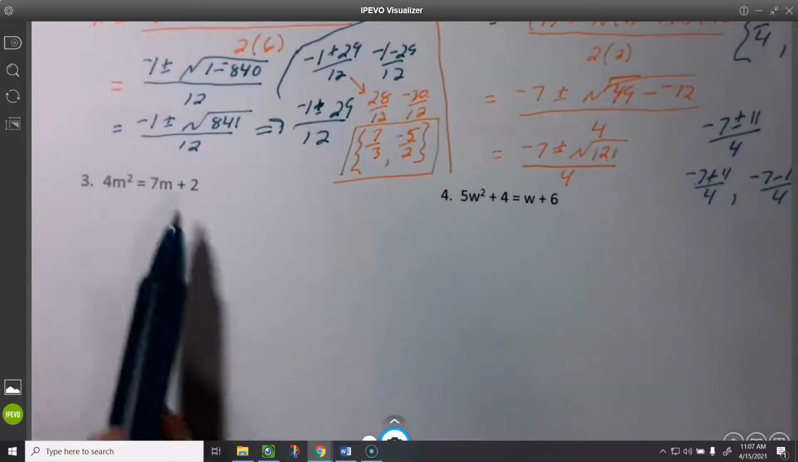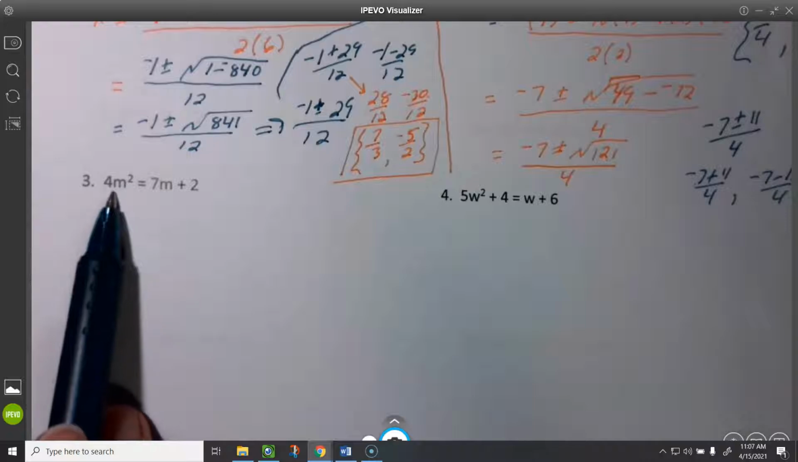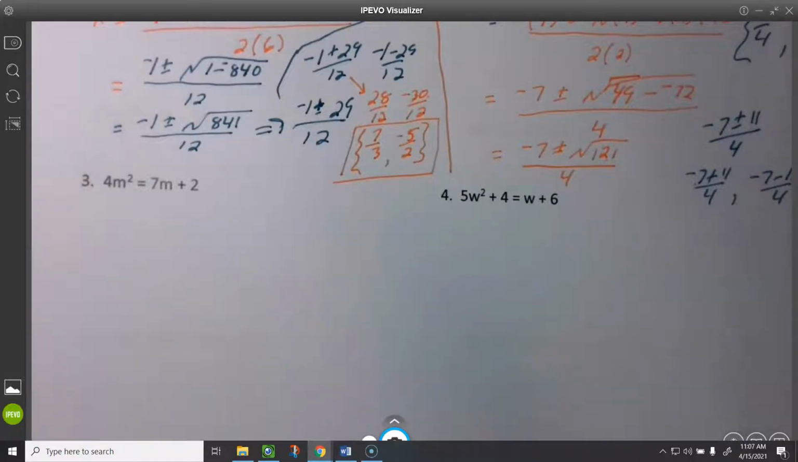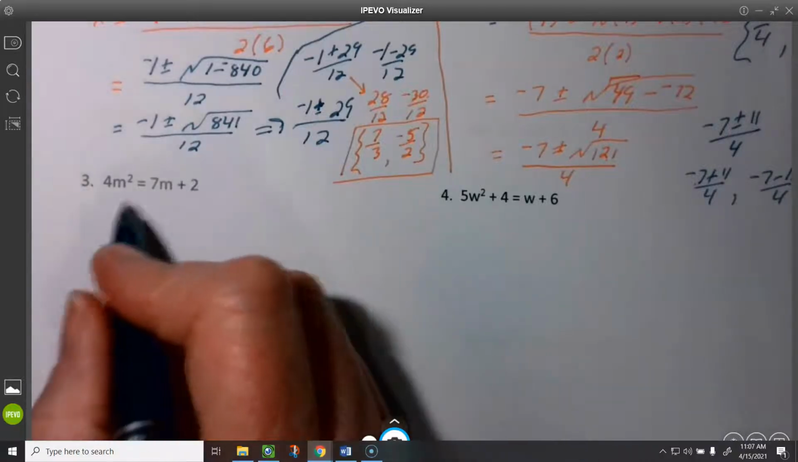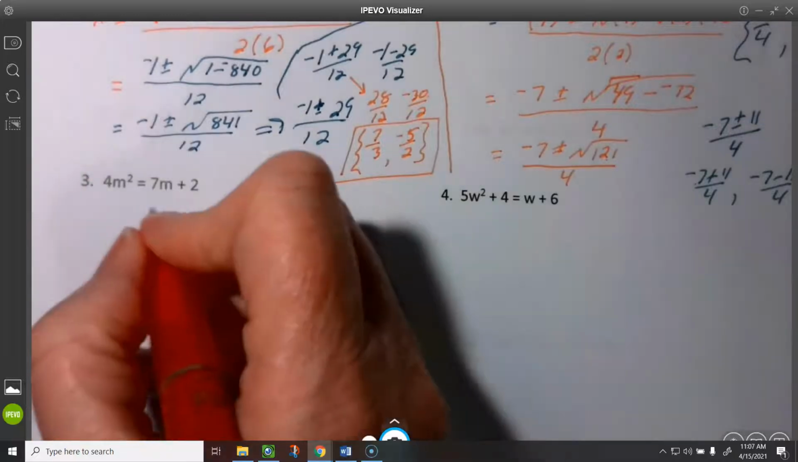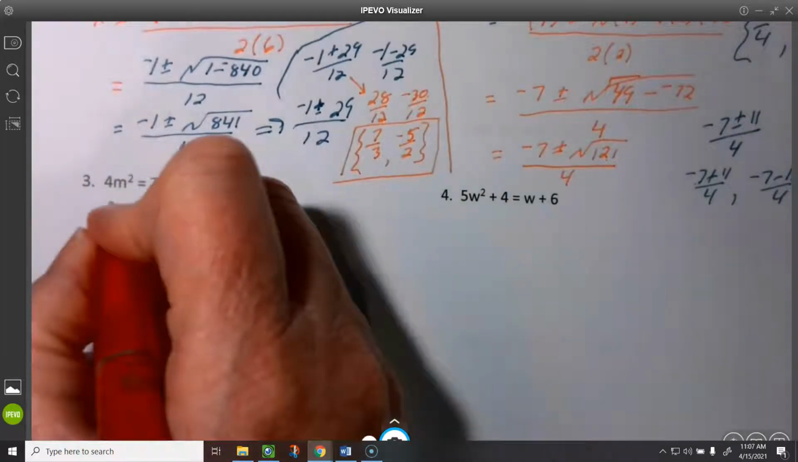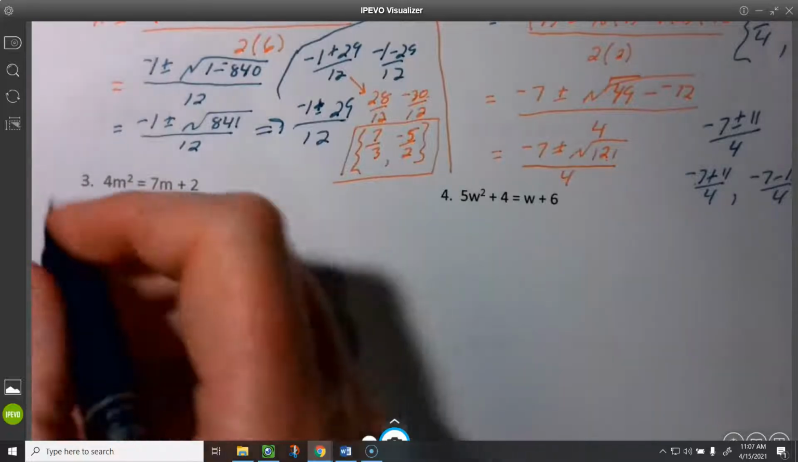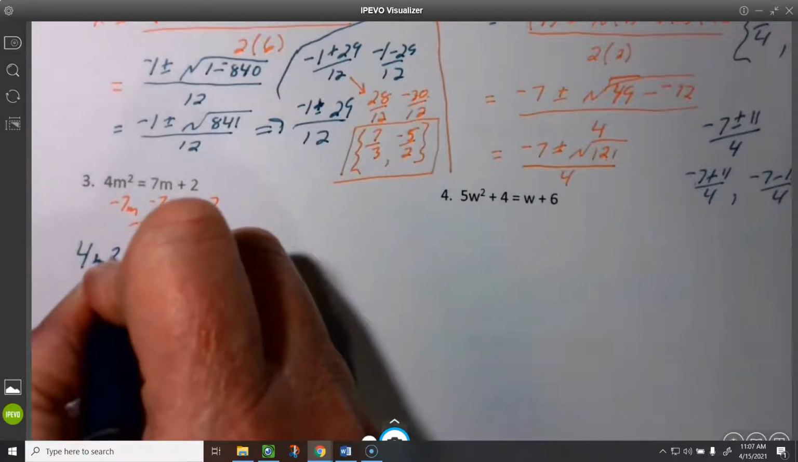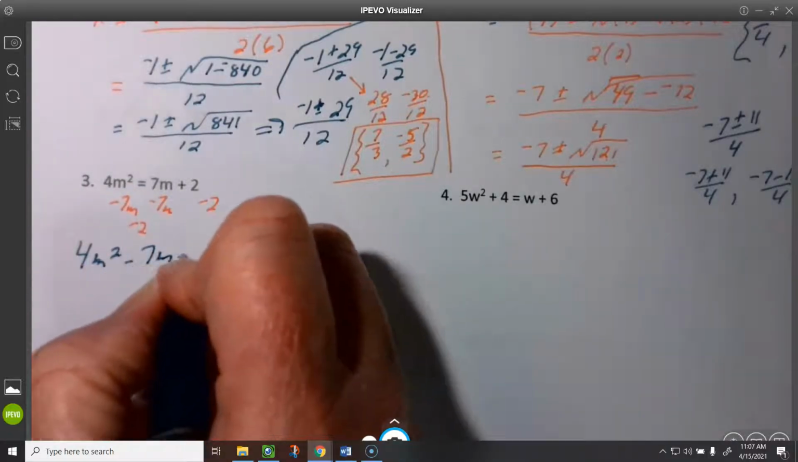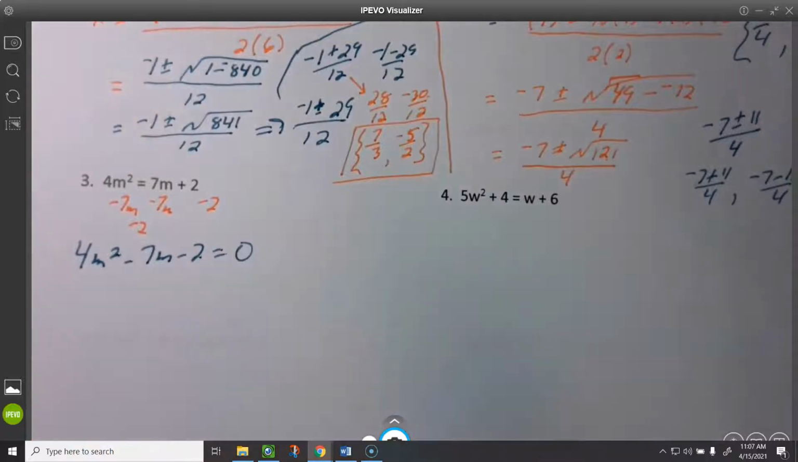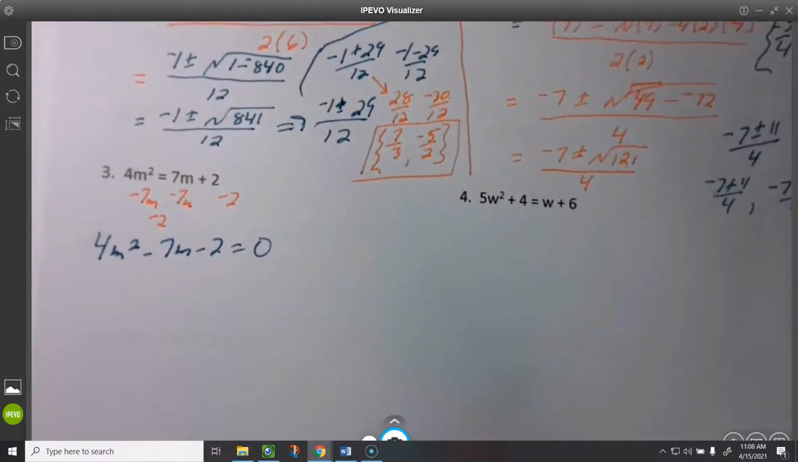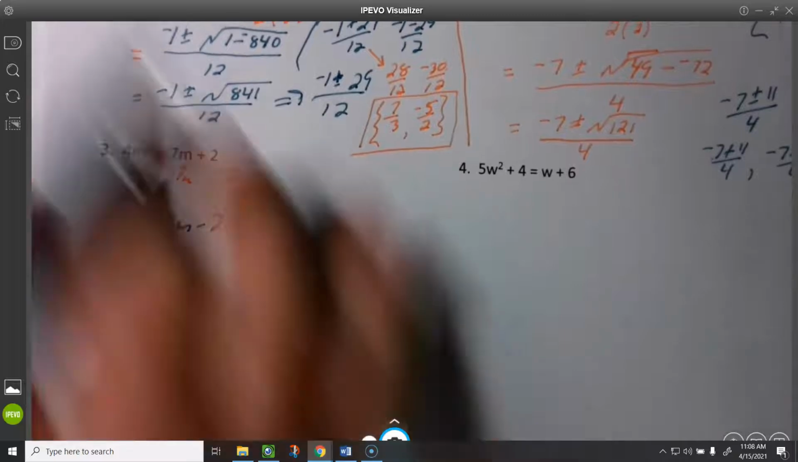So we're going to move it. Now, I like to keep A positive, but you don't have to, but that's what I like to do. So I'm going to move everything over to this other side. I'm going to subtract 7m, and I'm going to subtract 2. So now I have 4m squared minus 7m minus 2 is equal to 0. Now we can use the quadratic formula. We cannot until we get 0 on one side. Now we're going to use the quadratic formula.